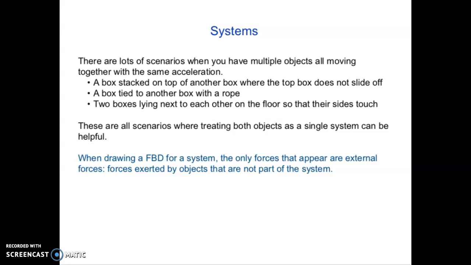Keep in mind, when we're drawing a free body diagram for a system, only forces exerted by external objects, forces exerted by objects that are not part of the system, are the only forces that will appear in our free body diagram. We'll see examples of that in each scenario we look at.